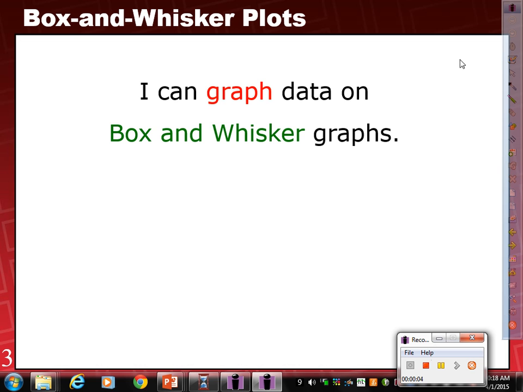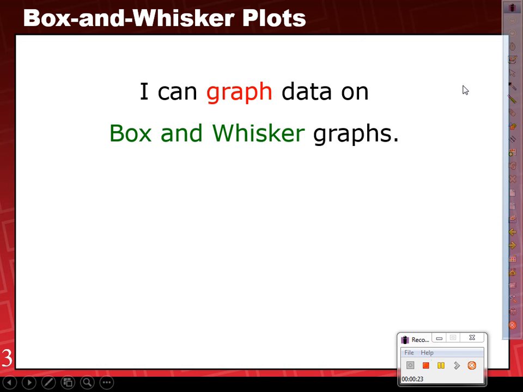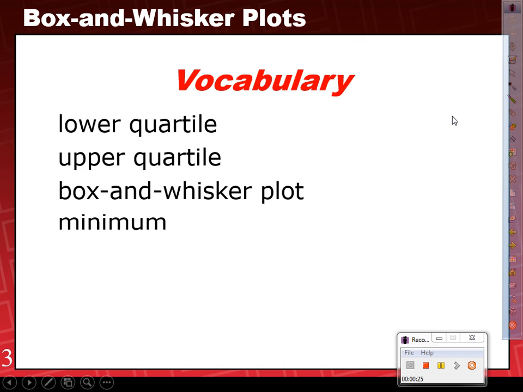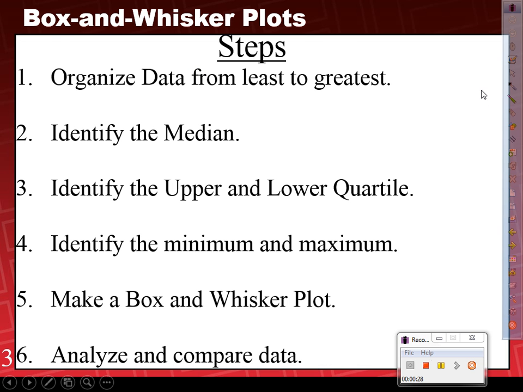So we do need steps. Write these steps down, please. Some of the vocabulary that we're going to need. Copy this, please. It's only 6 steps. Step 1, organize data from least to greatest. Step 2, identify the median. Step 3, identify the upper and lower quartile. Step 4, identify the minimum and maximum. Step 5, make a box and whisker plot. And step 6, analyze and compare data. Copy that, please. I'll give you 40 seconds.